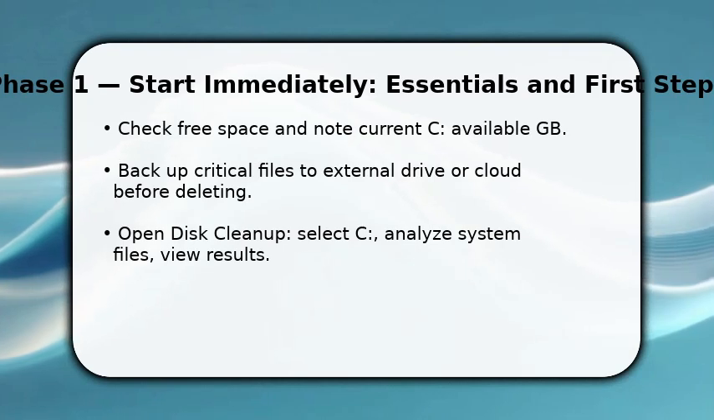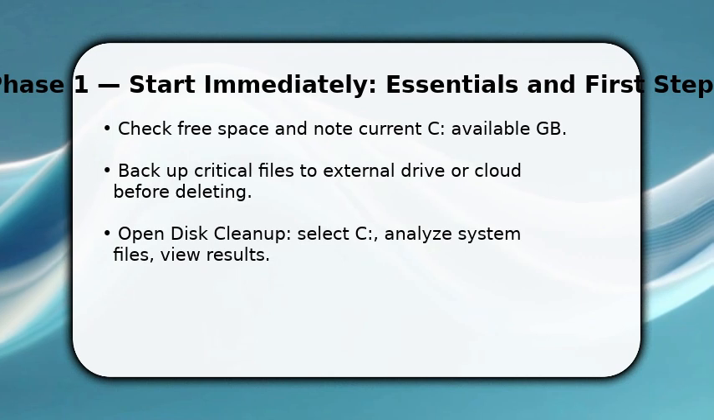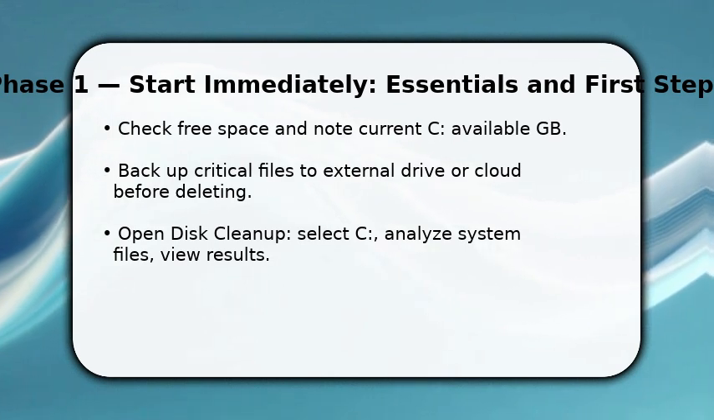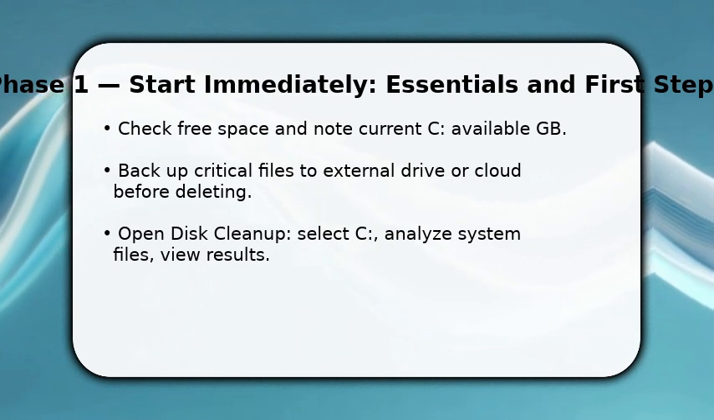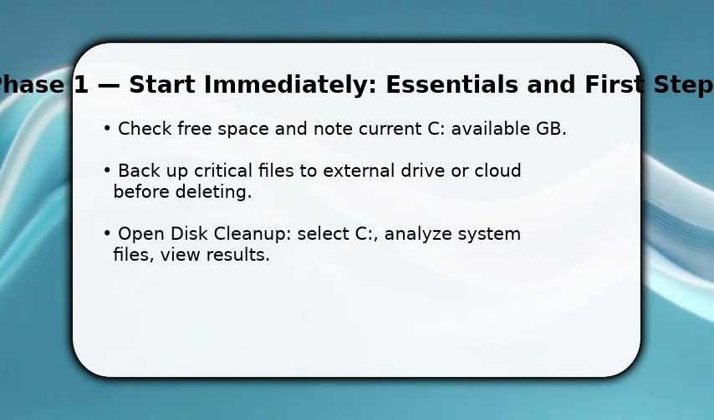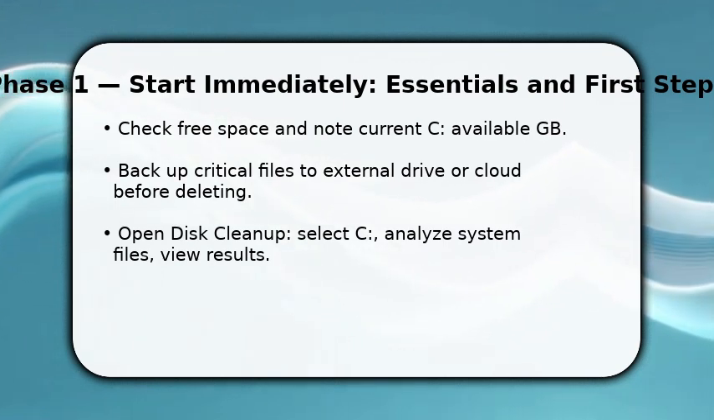You begin by confirming prerequisites. Know how much free space you have and back up anything irreplaceable. Once done, open Disk Cleanup as administrator, choose C, and let it analyze. This identifies temporary files, recycle bin items, and update leftovers. Make sure to check Cleanup System files to include Windows updates.